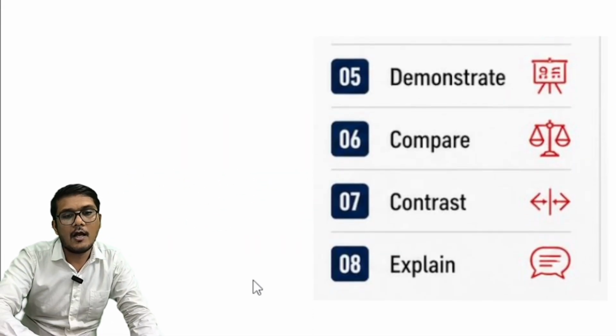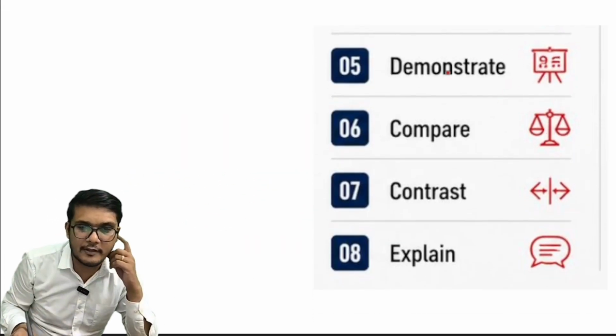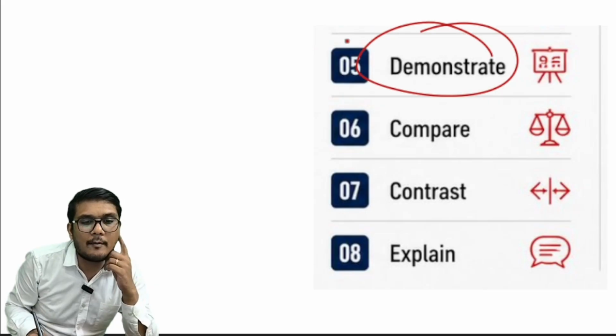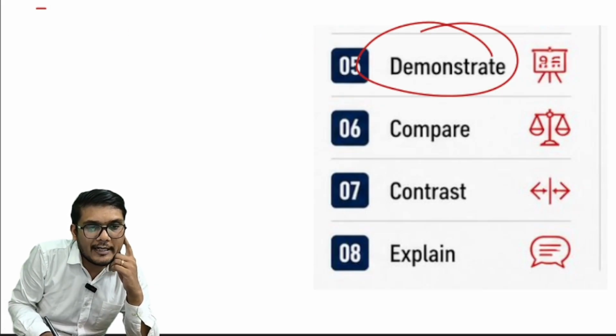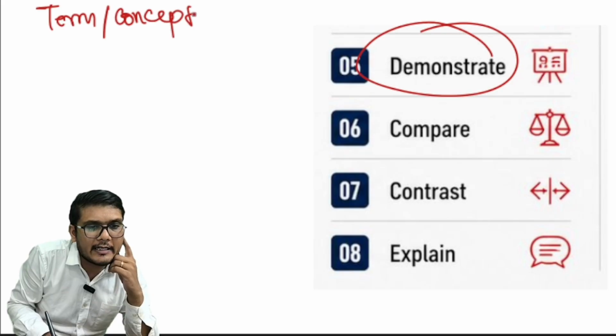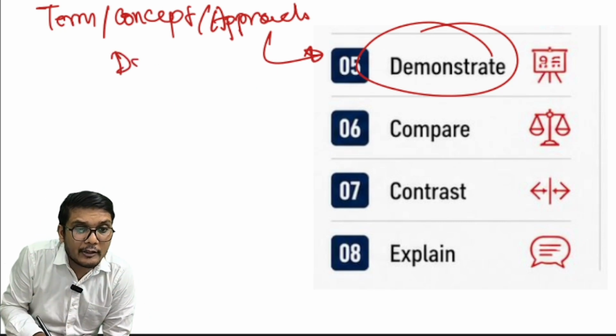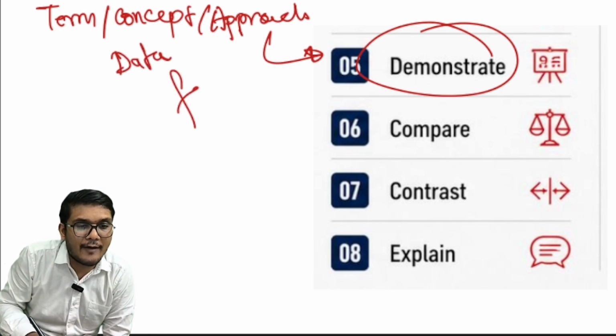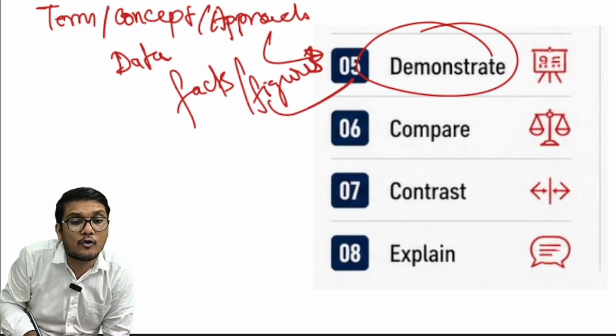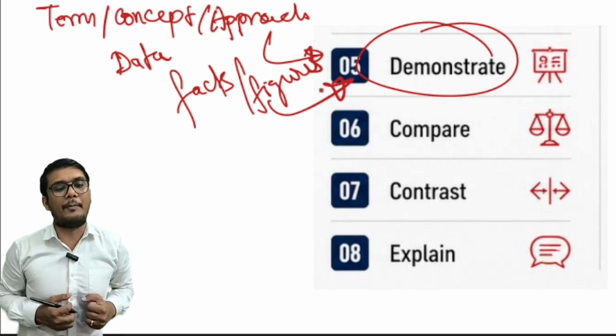Let's move ahead. Next is the keyword of demonstrate. Now, when you talk about demonstrating, whatever the term or the concept or any approach of the government with respect to which you have to demonstrate whether it is effective or not, here a bit of data, a bit of facts, a bit of figures, all these things will be required in order to demonstrate the effectiveness of a particular thing.